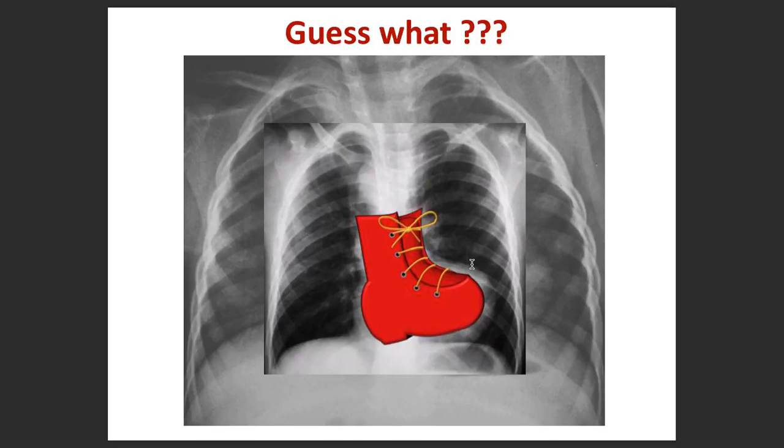So what is this sign? What do you see on the X-ray? I'll give you a hint. This is congenital heart disease. Boot-shaped heart. What do you see? You notice this is more of an upturned cardiac apex, right? So you notice right ventricular hypertrophy.